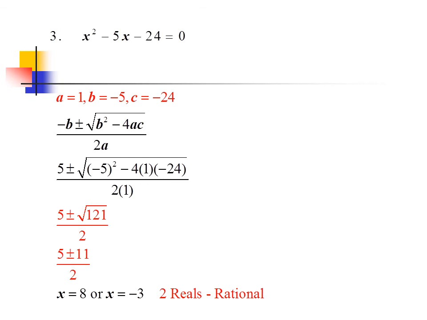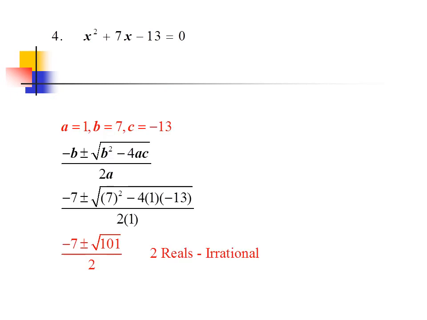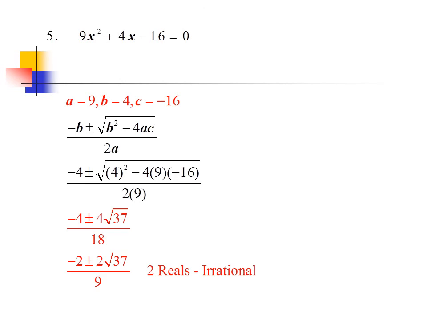Here you have a is 1, b is -5, c is -24. So you'll end up with 121 underneath the radical, which is your discriminant, which is a perfect square. So you have two rational real roots, 8 and -3. Here's number 4. Now your discriminant ends up being 101, which is not a perfect square. So you still have two real roots, but they are irrational. And here is number 5.